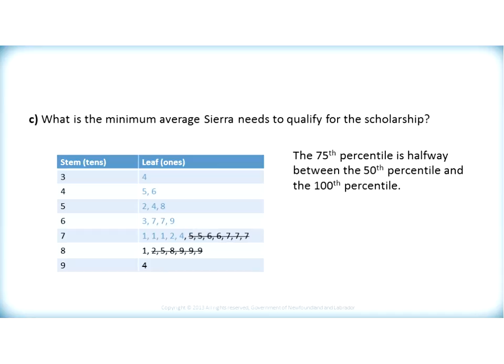And what you'll find is that I have all my data crossed off. I'm left with this leaf right here, the one when my stem is 8. So in other words, 81 is my median value for the top half of my data. The 75th percentile would be 81. So Sierra will need to have an 81 cumulative average in her course in order to qualify for the scholarship.